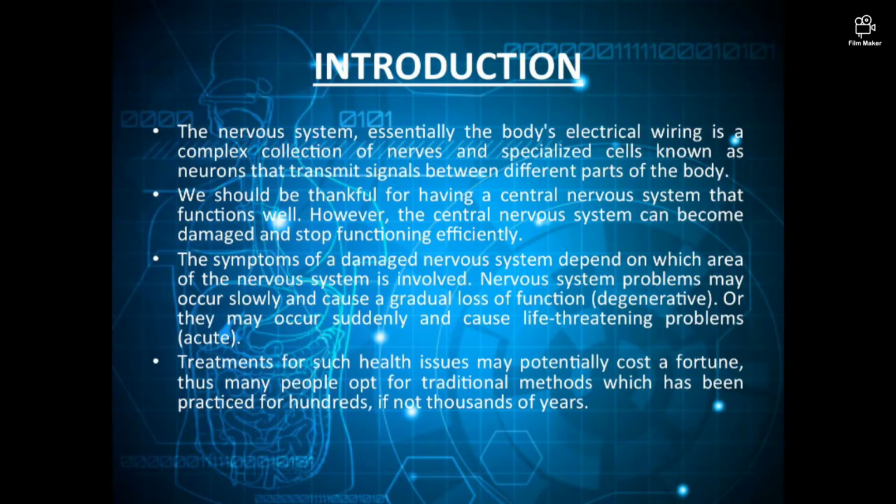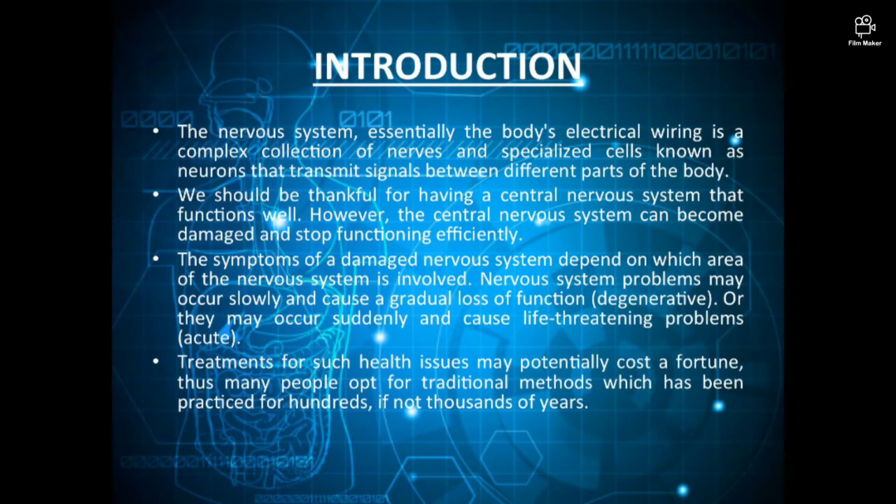The nervous system, essentially the body's electrical wiring, is a complex collection of nerves and specialized cells known as neurons that transmit signals between different parts of the body. We should be thankful for having a central nervous system that functions well. However, the central nervous system can become damaged and stop functioning efficiently.